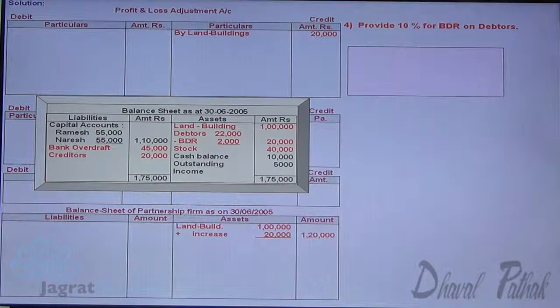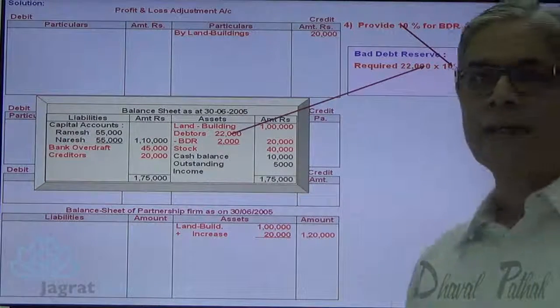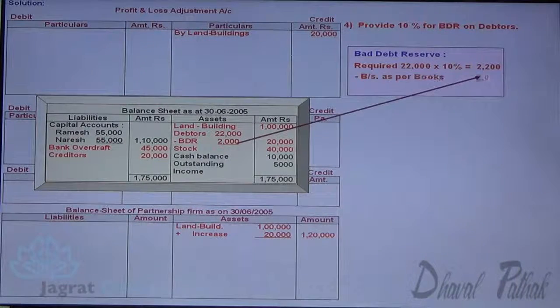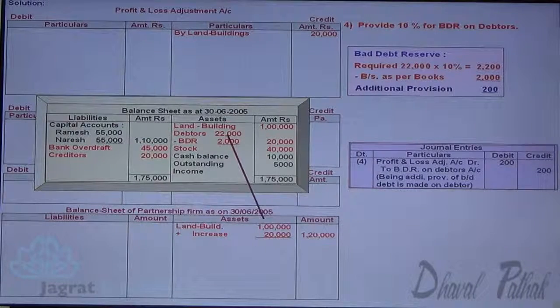Provide 10% bad debt reserve, 22,000 into 10%. So 2,200 is the bad debt reserve required. Existing bad debt reserve is 2,000. So additional provision required is 200. Profit and loss adjustment account debit to bad debt reserve account credit, that's a journal entry.